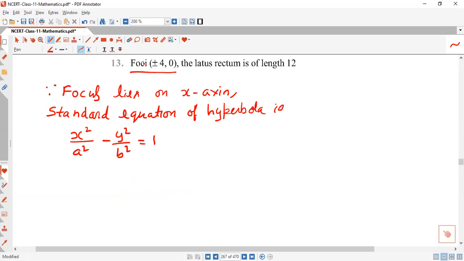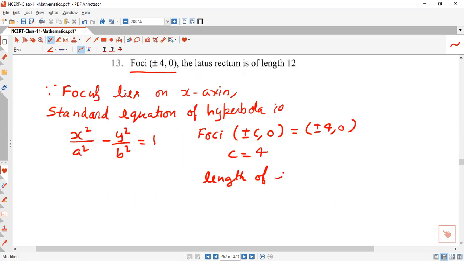So now you put here what is given to you. In this question, the foci is given. Foci will be plus minus c comma 0, that you say plus minus 4 comma 0, so c equal to 4. Length of latus rectum, you know, is 2b square by a, that is given here as 12.